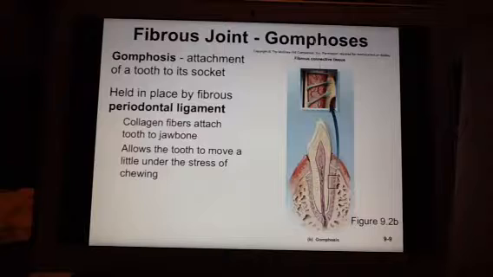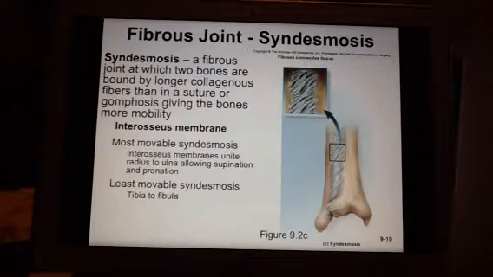Another example of a fibrous joint is a gomphosis. And this is where the tooth is attached to its socket. Again, it's fibrous connective tissue. Technically, it's a periodontal ligament, but still, it's a collagen fiber that attaches the tooth to the jawbone. And then the last type is syndesmosis, and that's a fibrous joint where the 2 bones have a longer collagen fiber, and we see this in the interosseous membrane. The most movable one is between the radius and ulna, and then the least movable example is in between the tibia and fibula.